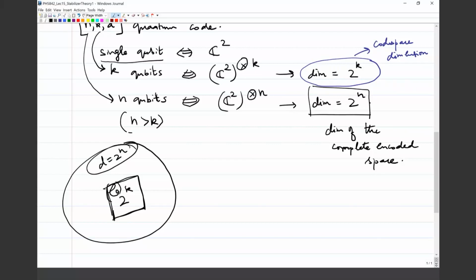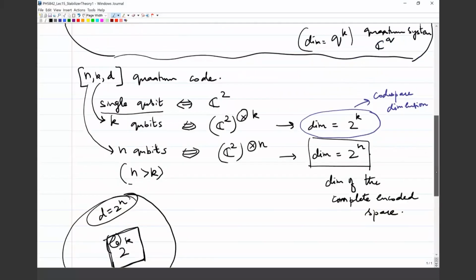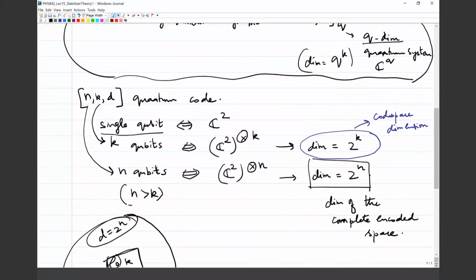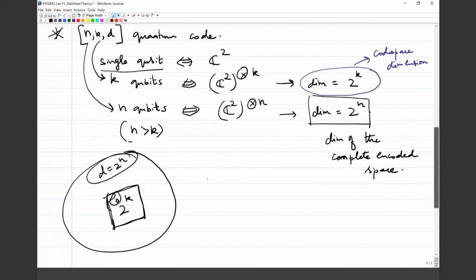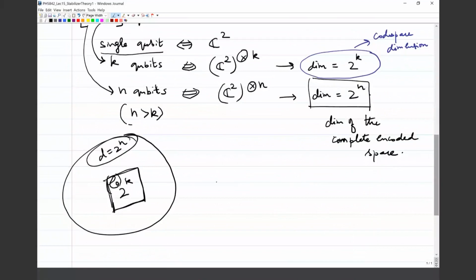Now, where does the error correction property come in? What are the set of errors that can be corrected by this [[n, k]] code, right? So in talking about this, the second point to note, the first was, of course, that this is all with reference to qubits. The second point to note is we are now talking about discretizing the errors in terms of the Paulis.